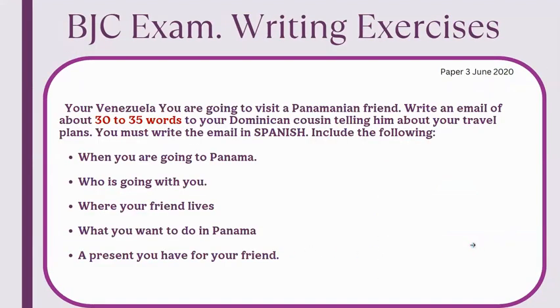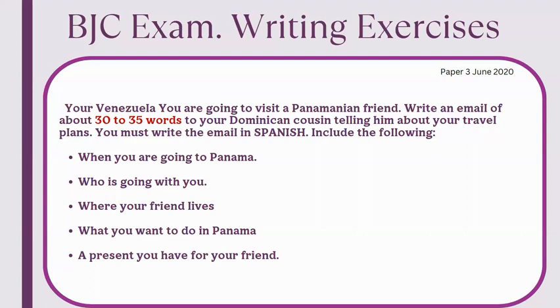So here's another one. You're going to visit a Panamanian friend. Write an email of about 30 to 35 words to your Dominican cousin. Notice they're specifically telling you who you're writing to and what you're writing about. Telling him about your travel plans. Okay, that should be you are going to visit a Panamanian friend. That Venezuela should not be there. You are going to visit a Panamanian friend. Write an email about 30 to 35 words to your Dominican cousin.